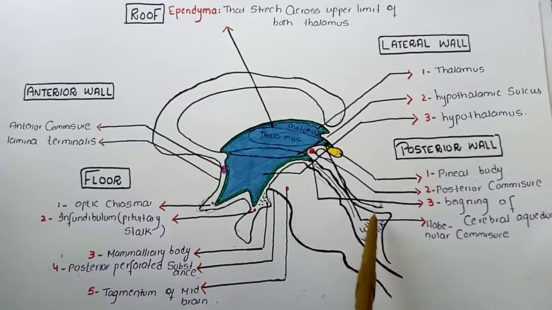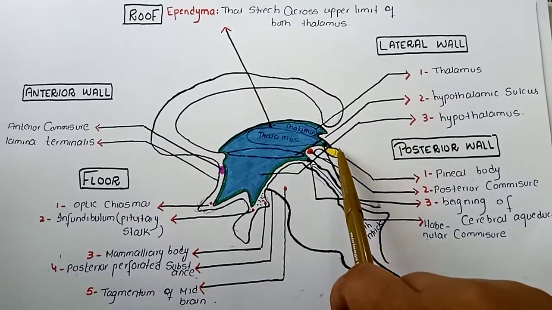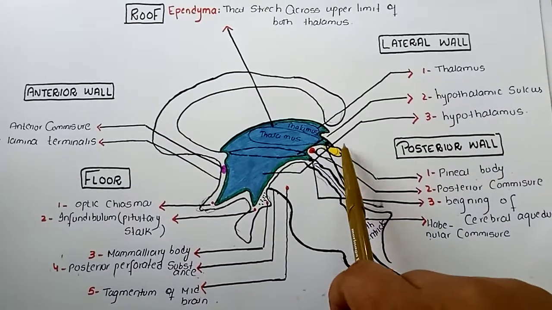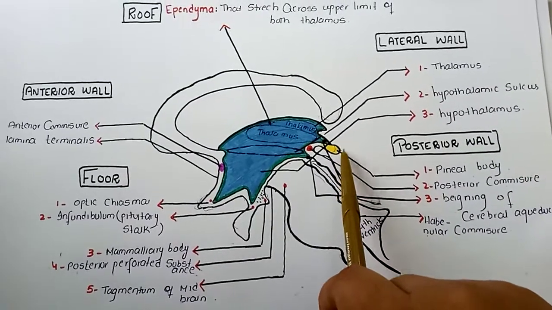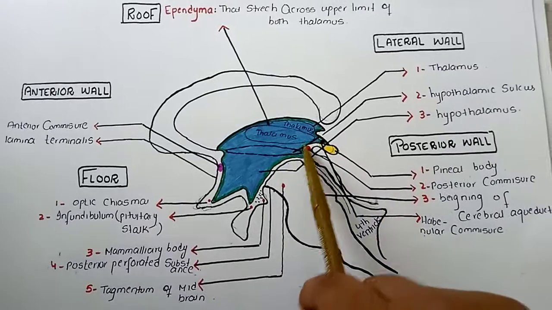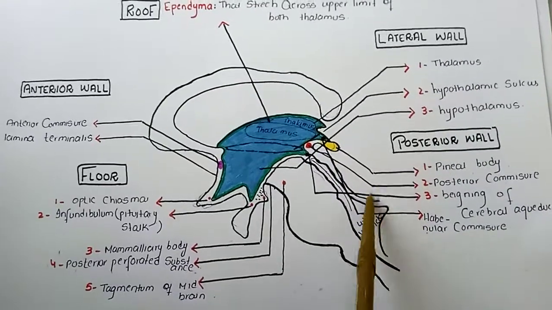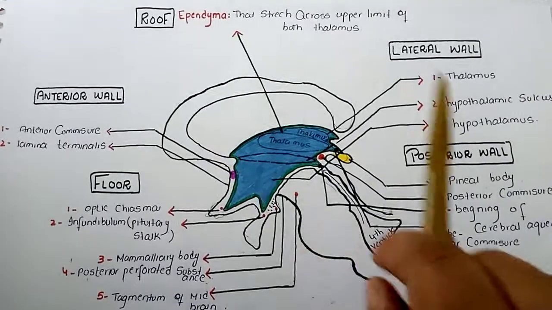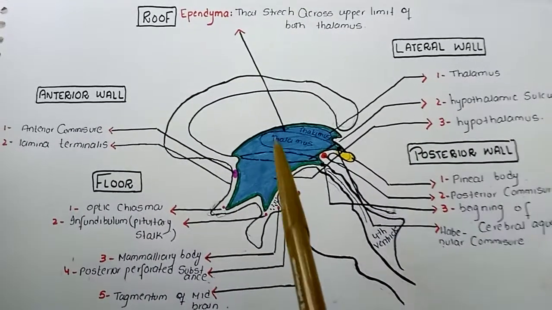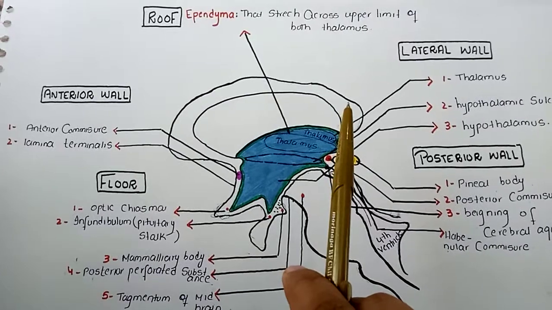And the 2 habenular nuclei are present at the tip of the pineal body, and the commissure between these 2 habenular nuclei is known as the habenular commissure, and it is also present at the posterior side of the third ventricle. So these are the 5 boundaries of the third ventricle, and here we end our explanation of the third ventricle.